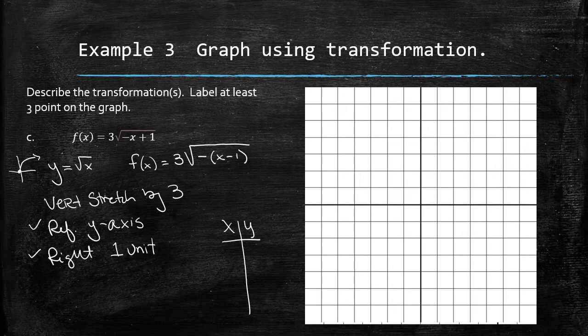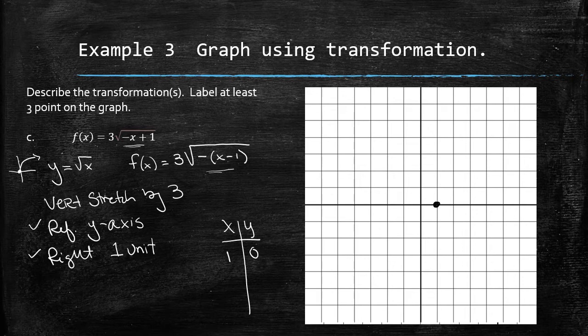Okay, so no matter if you rewrite it or not, hopefully you'll see that if you plug in an x value of 1, you'll have 1 minus 1, which is 0. The opposite of 0 is 0. The square root of 0 is 0. Times 3, we're still at 0. Okay, so again, you should come up with this 1, 0, regardless of whether you rewrote the function or not. Okay, so 1, 0 over here.